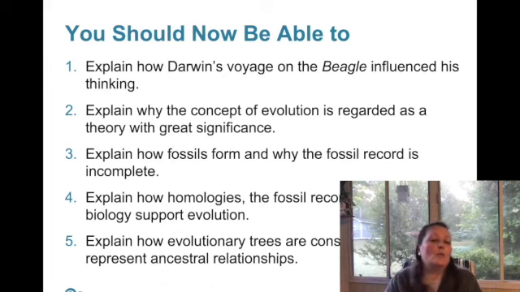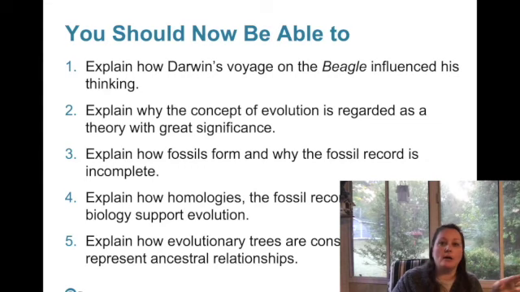Analogous would be where the structure is different, but evolutionary wise, they evolved for the same reason. So my example for that is a bird's wing and a butterfly's wing. A bird's wing is for flight. A butterfly's wing is for flight. You can even say a bee's wing is for flight. All of those are for flight. They're all built completely differently.